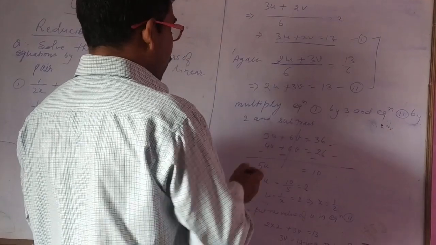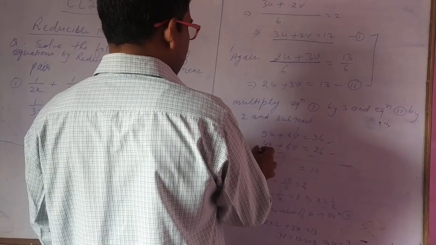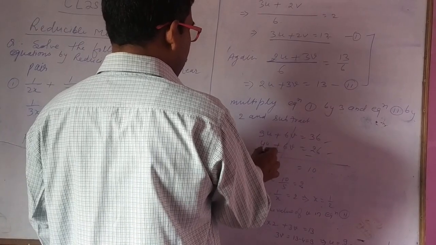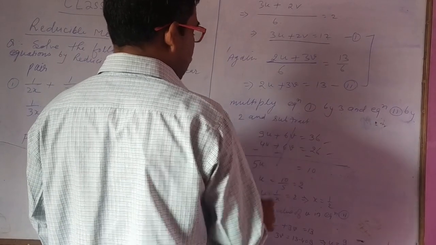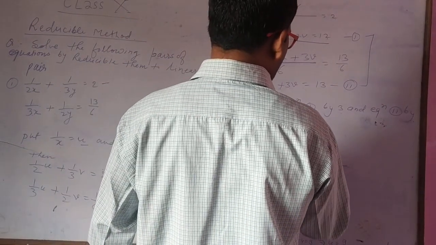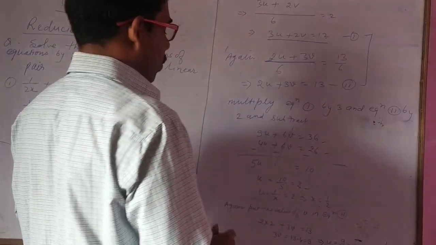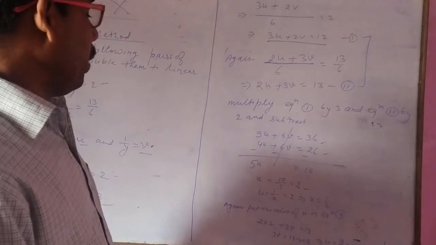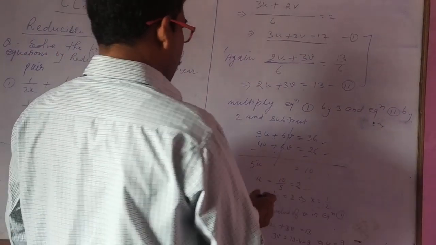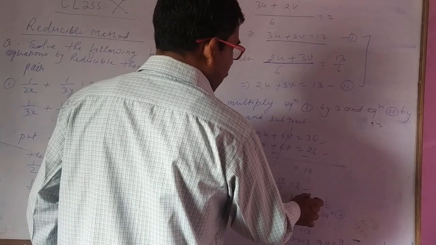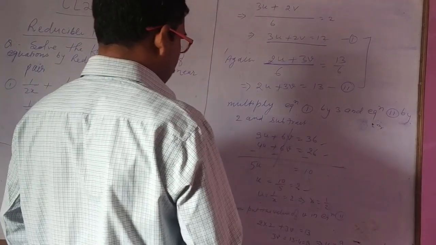Then we subtract, changing the signs. 9u minus 4u is 5u. 6v cancels, and 36 minus 26 is 10. Therefore, the value of u comes to 2. u is considered as 1 by x. Therefore, u equal to 1 by x equal to 2. This can be written as x equal to 1 by 2.